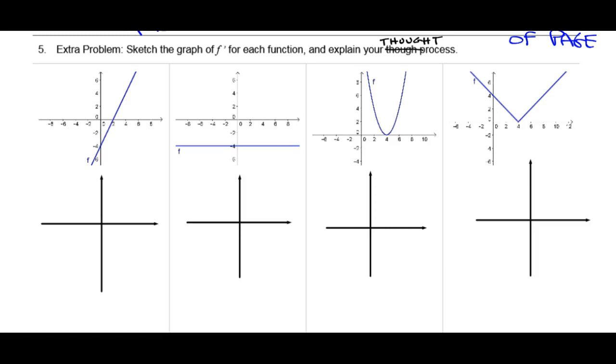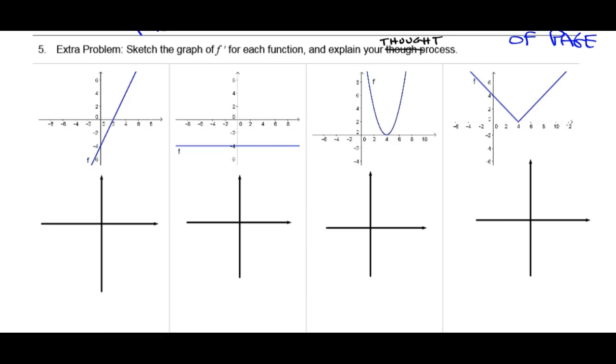First graph here is a linear function. It has an x-intercept of 2. It looks like it has a y-intercept of -4. That would probably be about a 4, like a slope of 2. Okay. What does my graph of f prime look like?